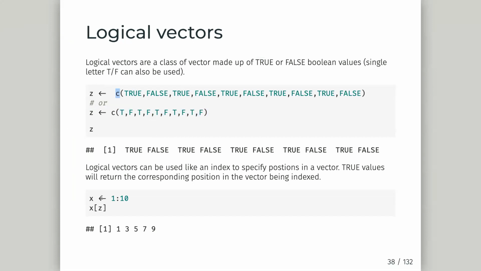Logical vectors can be used to index other vectors in a slightly different way. Whereas before we provided the number, the position that we want to pull out, in this case I have a vector the same length as X: TRUE, FALSE, TRUE, FALSE, TRUE, FALSE, TRUE, FALSE, TRUE, FALSE. If I use this as an index on X, and I give it Z, it's going to give me back just those values which are TRUE.